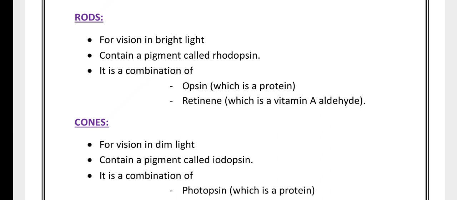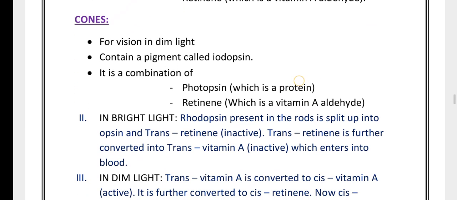You can see these two types of cells briefly. First one, rods. It is used for vision in bright light and it contains a pigment called rhodopsin. It is a combination of opsin and retinine, that is opsin, which is a protein, and retinine, which is a vitamin A aldehyde. Now coming to cones. Cones are used for vision in dim light and contain a pigment called iodopsin. It is a combination of photopsin and retinine. Photopsin is a protein and retinine is a vitamin A aldehyde.